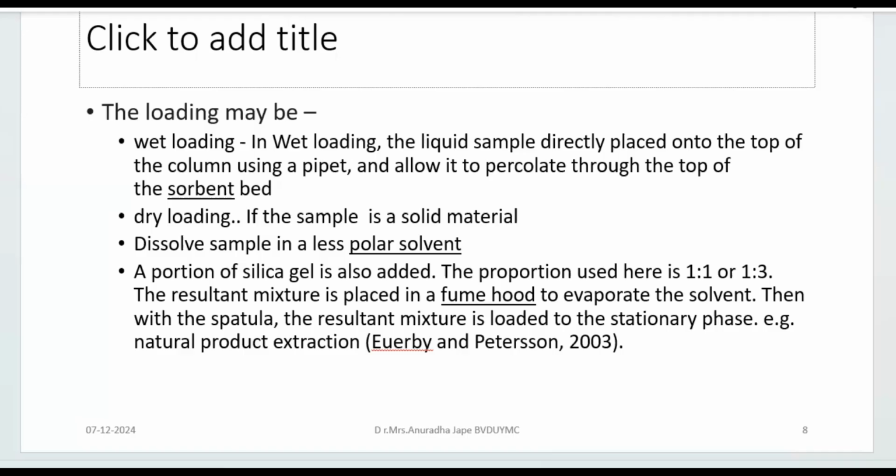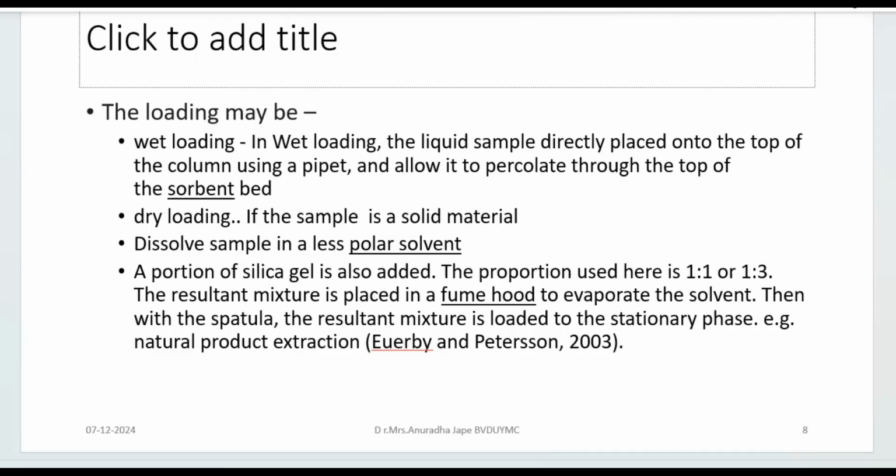All right. Now, there are, of course, several methods for application of the sample because it is to be applied onto the top of the column that you have prepared. So, a very simple way is to remove most of the mobile phase from the column by suction and just drain the remainder into the column bed. So the sample is then carefully applied.